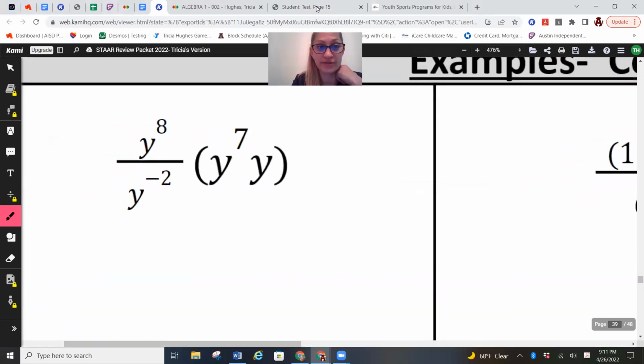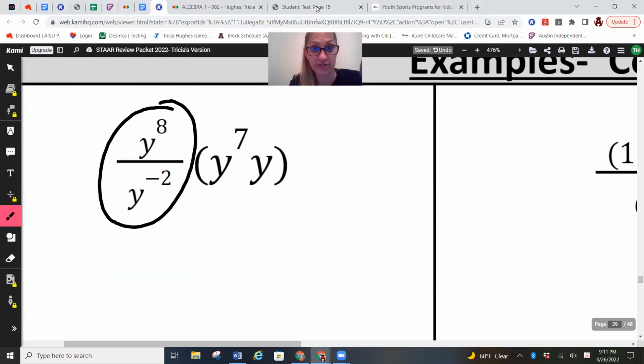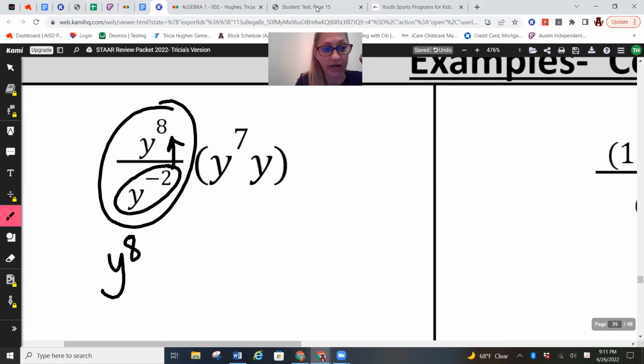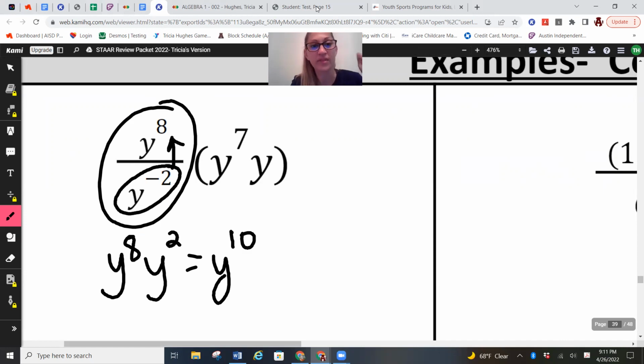So for example, on this first problem, I'm going to need to fix this first. I could fix it 2 different ways. One way is I could move the negative back up to the top. So now you have y to the 8th. When you move something up or down, you change the sign of the exponent. If I move it from a negative to up, now I'm going to make it a positive. And now I could call that y to the 8 plus 2 is 10. So I could move it, put them together, and get y to the 10th.